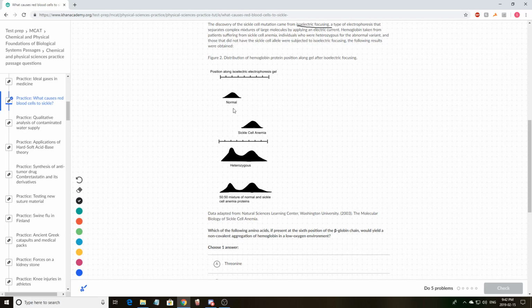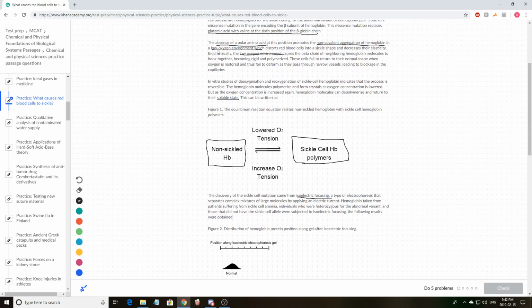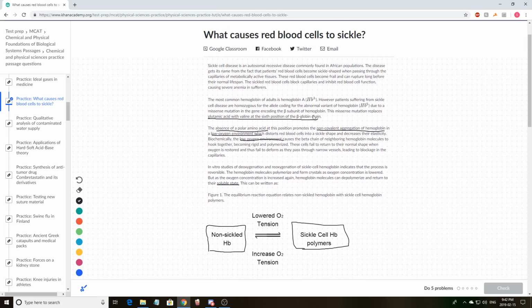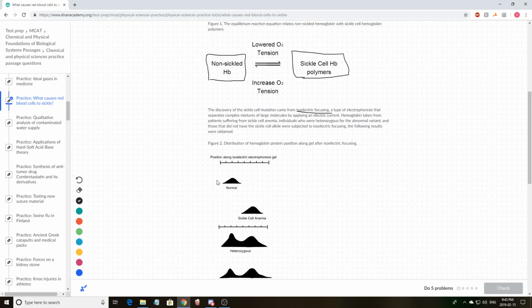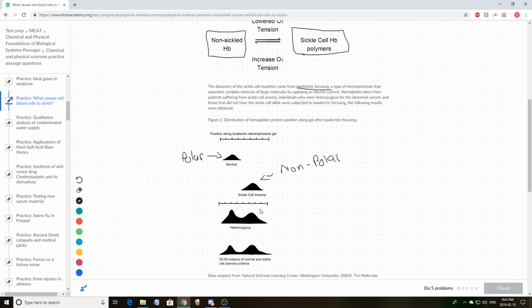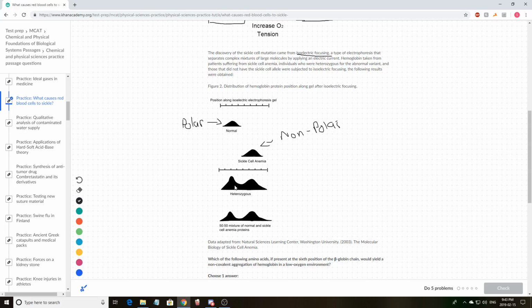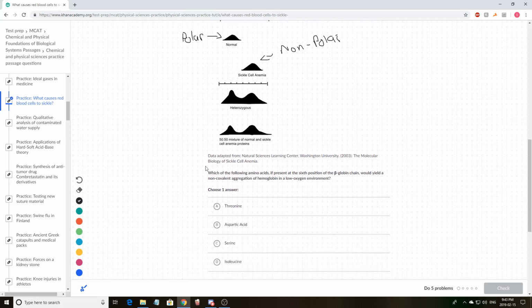The normal hemoglobin allele is over here. The sickle cell allele is here. Now, we know from our second paragraph that when you have sickle cell anemia, essentially a glutamic acid is swapped with a valine. So this is a polar residue because it has the glutamic acid, and this is non-polar because it's been swapped with the valine. And when you're heterozygous, you have peaks at both. So you have both polar and non-polar residues present, similarly with a 50-50 mixture.